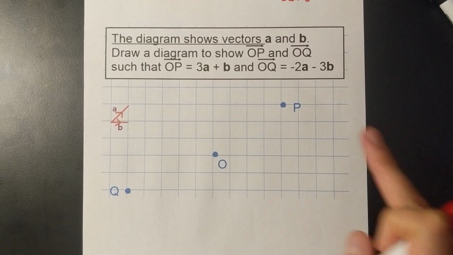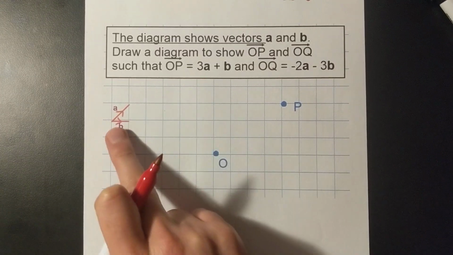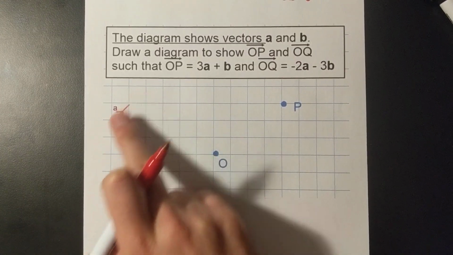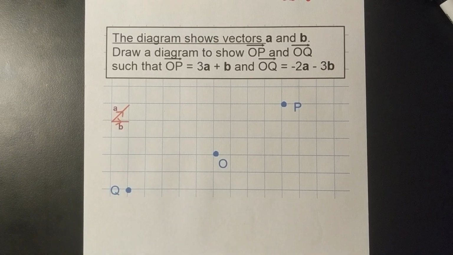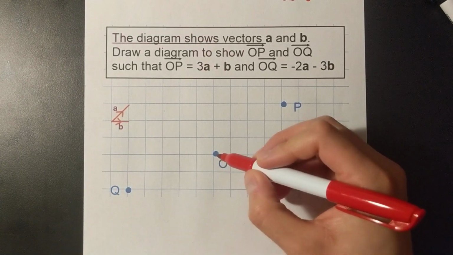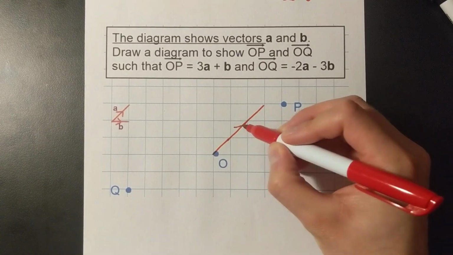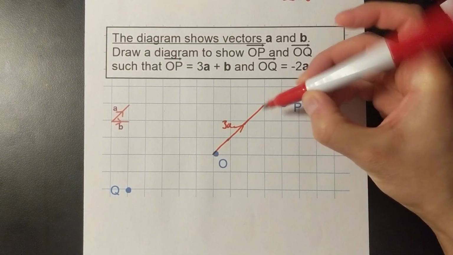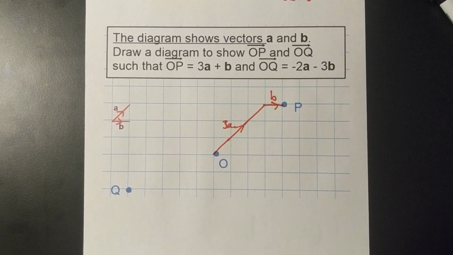Now, can we show that O to P is 3a plus b, where a is the vector (1, 1) and b is the vector (1, 0)? Yes. Here, O to P, I've got 1, 2, 3 a's, and then add b gets me to P.